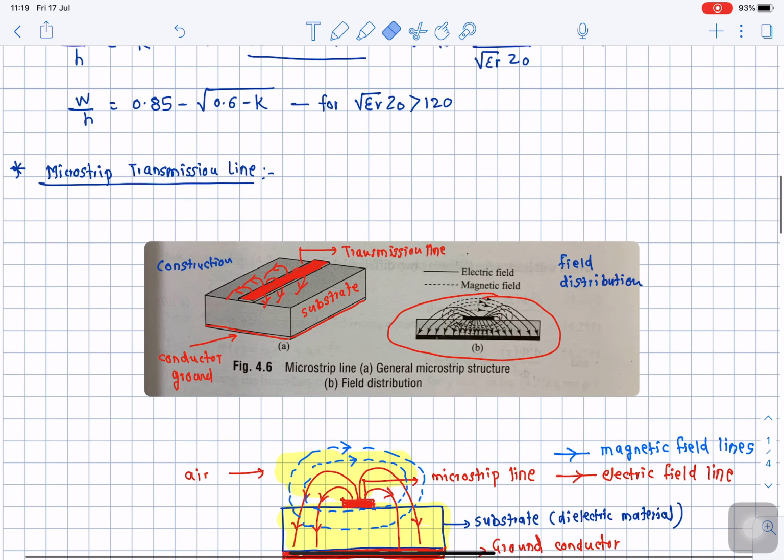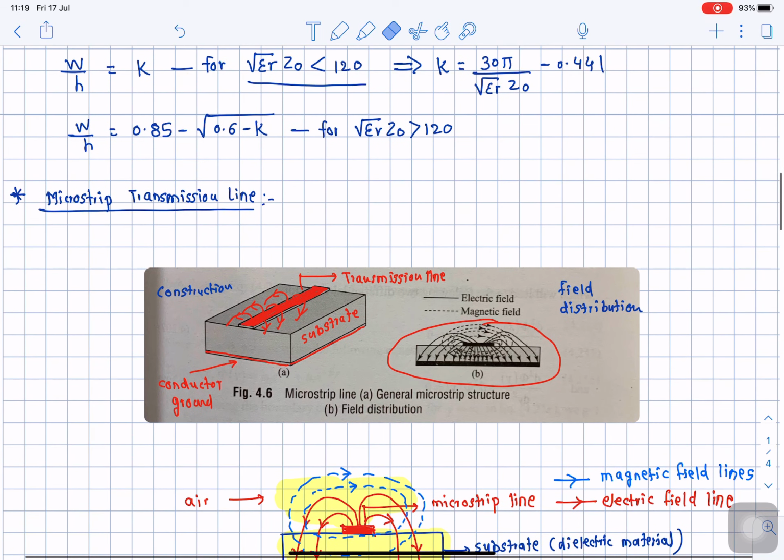So I hope you understood these planar transmission lines in this first module. So I will stop here in this particular lecture, and later on we will see the details of impedance matching circuits.